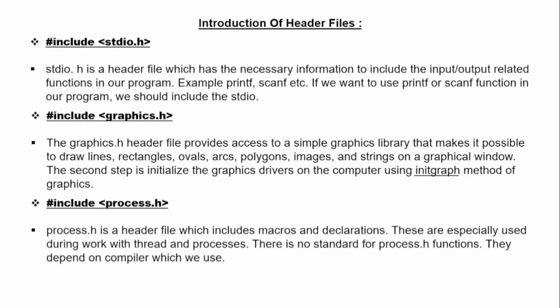Now the third header file is hash include process.h. Process.h is a header file which includes macros and declarations. They are special use to work with different processes. There is no standard for process.h functions. It depends on the compiler which we used.